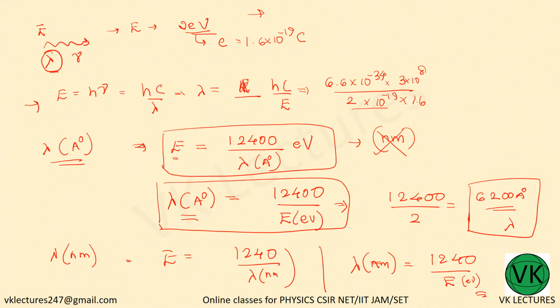Sometimes energy will be given in terms of joules. What you have to do then? You have to divide it by 1.6 into 10 to the power minus 19 to convert it into electron volt. If your energy is given in joules, divided by the charge of the electron, you will get it in electron volt.